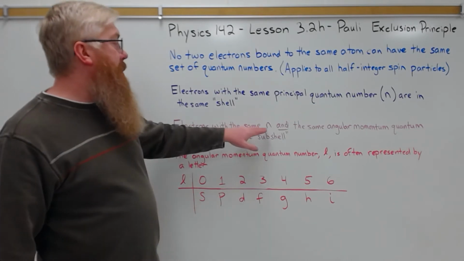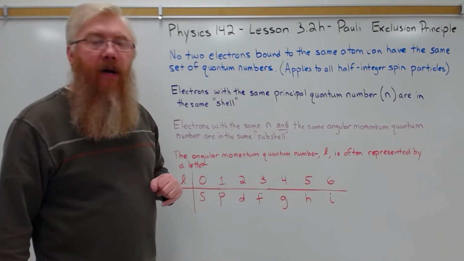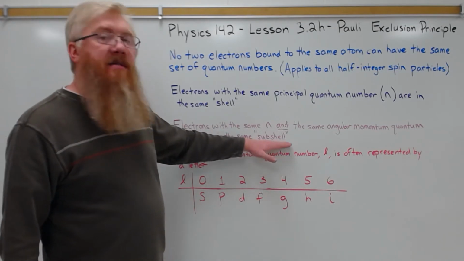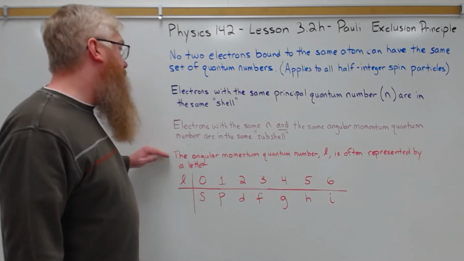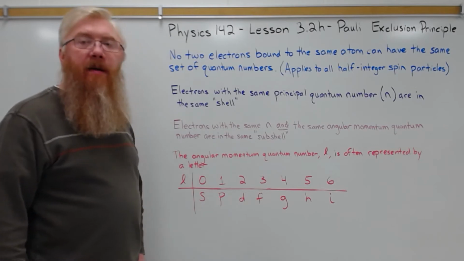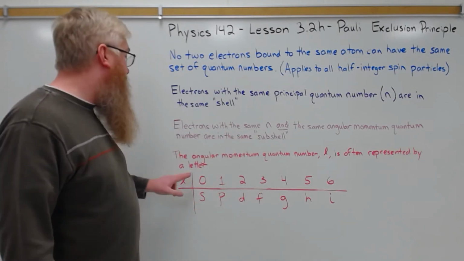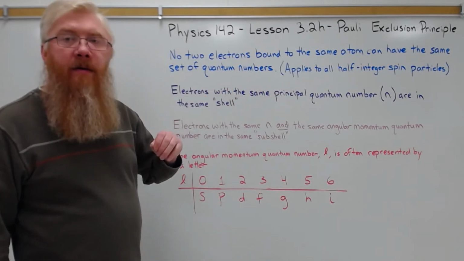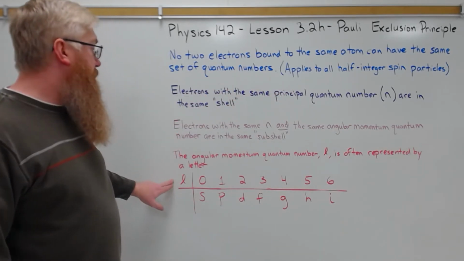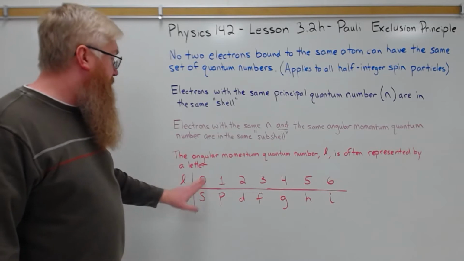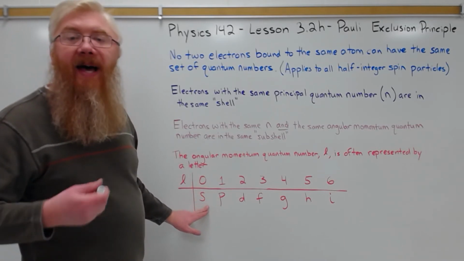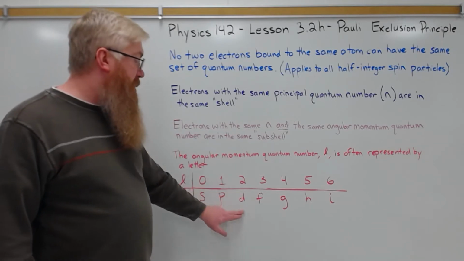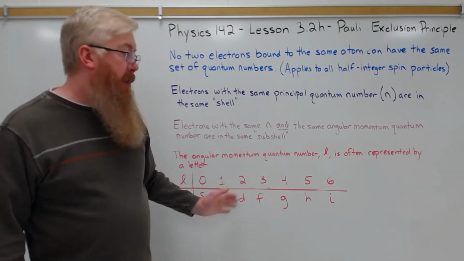Electrons that have the same n and the same angular momentum quantum number, L, are in the same subshell. Now often, this angular momentum quantum number, L, is represented by a letter instead of a number, because you're already using numbers for n. So if the angular momentum quantum number L is 0, it's usually called the S subshell. 1 is the P subshell, 2 is the D subshell, 3 is the F subshell, and so on.